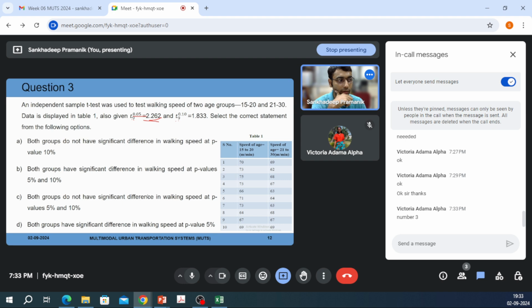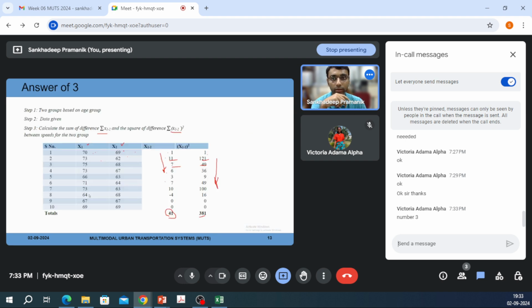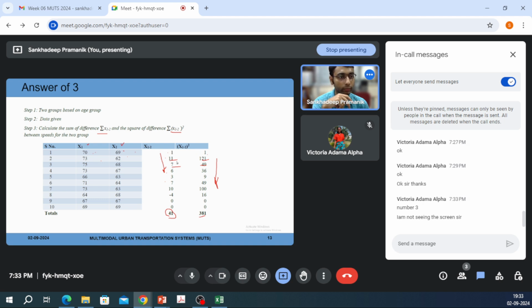This one. Okay, here you need to calculate x1 minus x2, that is 70 minus 69, so it will come as 1, similarly 11 and 7, and then you have to add all these values. It will come as 41, and you need to square each of the values, like 1 square is 1.